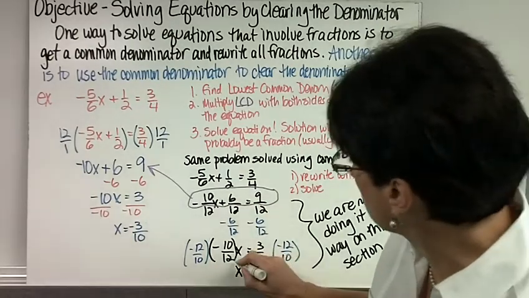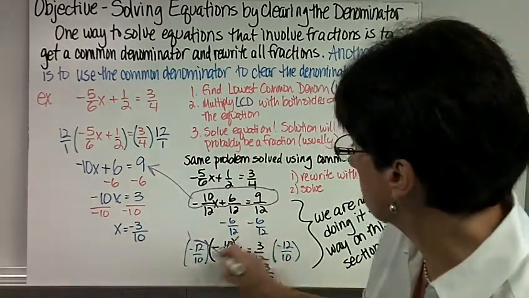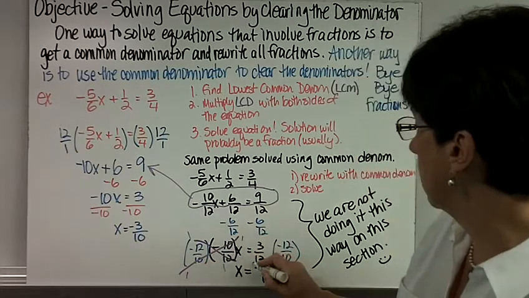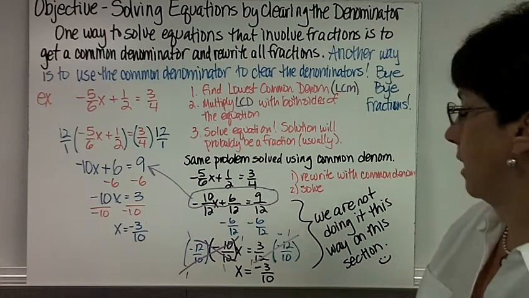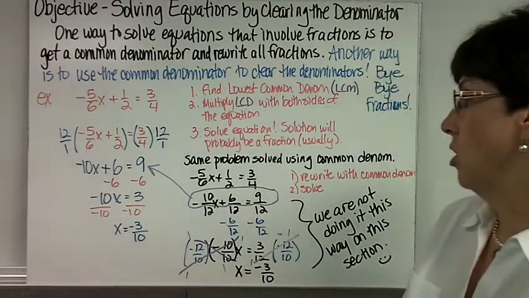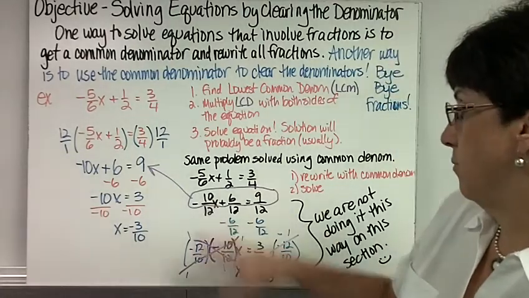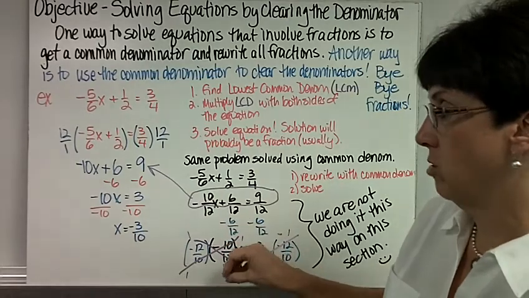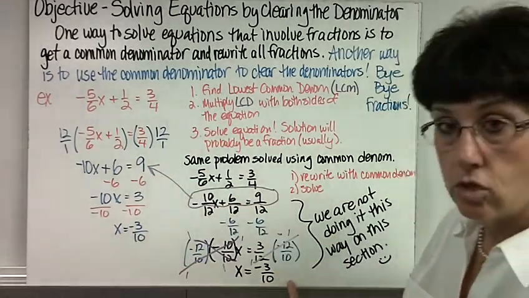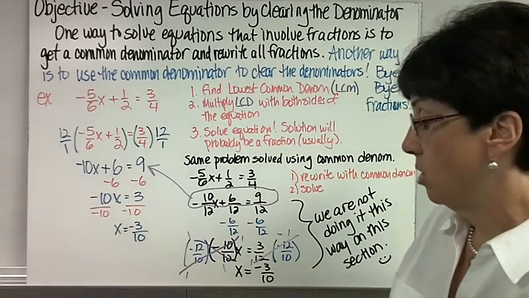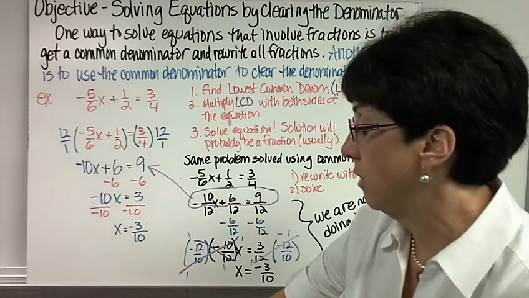These would cancel out, 1, 1. These would cancel out, 1, 1. These would cancel out, 1, 1, but this is a -1, and I get my -3/10. So this is a lot more to write than this. This is easier to do. So that's what we're doing today, okay? We are not doing the common denominator section today, so don't do that today. All right, let me move this over.